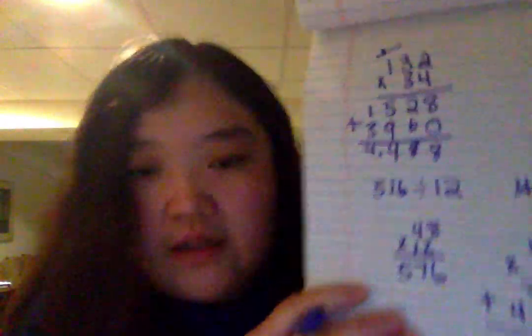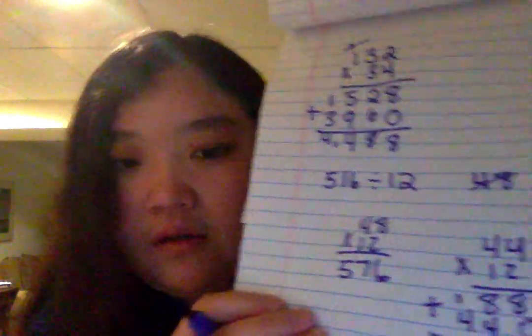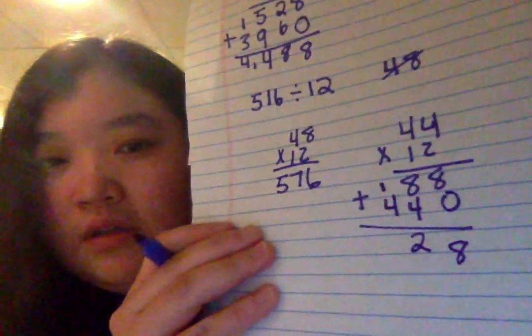So 8 plus 0 gives me 8. 8 plus 4 gives me 12. Put the 1 over the 4. Oops. And then 4 plus 1 is going to give me 5. So that's going to give me 528. So I'm still too high up. The number 44 is too high.